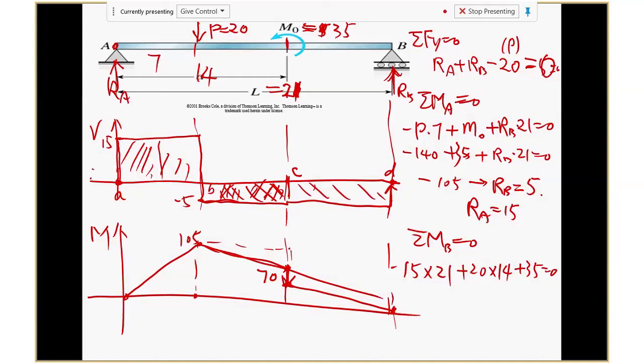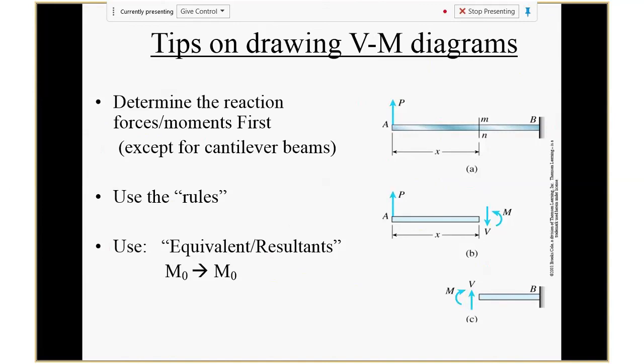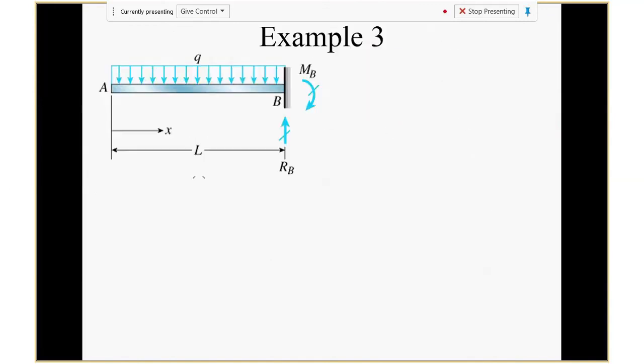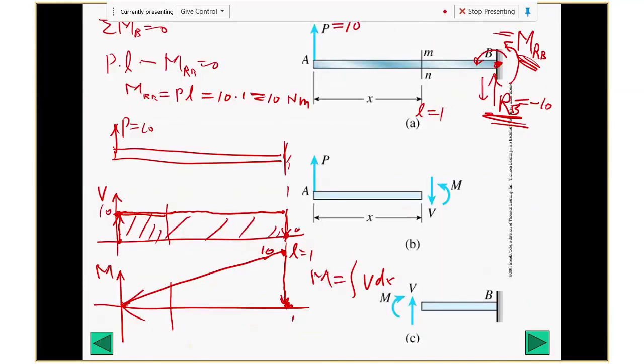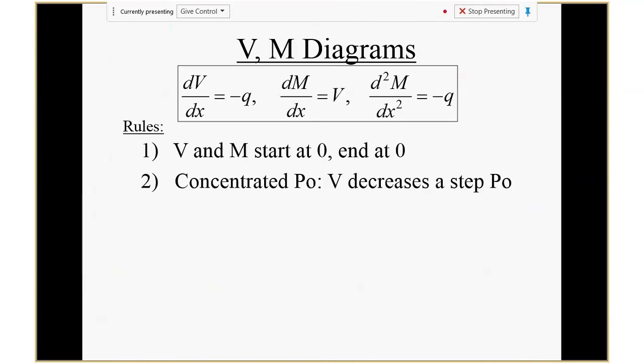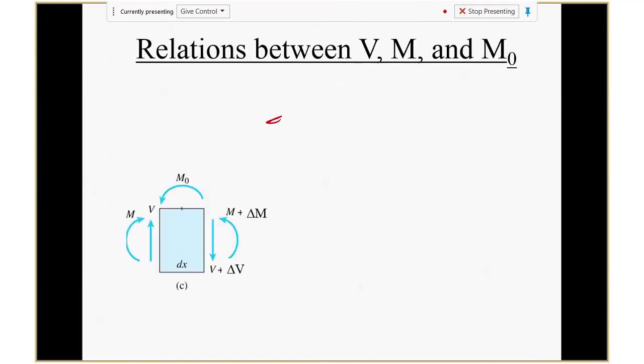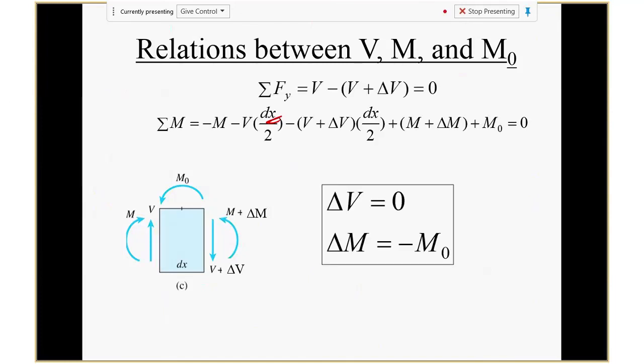Okay, so we're done, right? Let me go quickly back to that slide showing which way the movement is supposed to go. I have quite a few slides before me. Okay, here. Remember this one? When you have a moment pointing this way, you jump down M0. That's why we just jumped down 35 there.